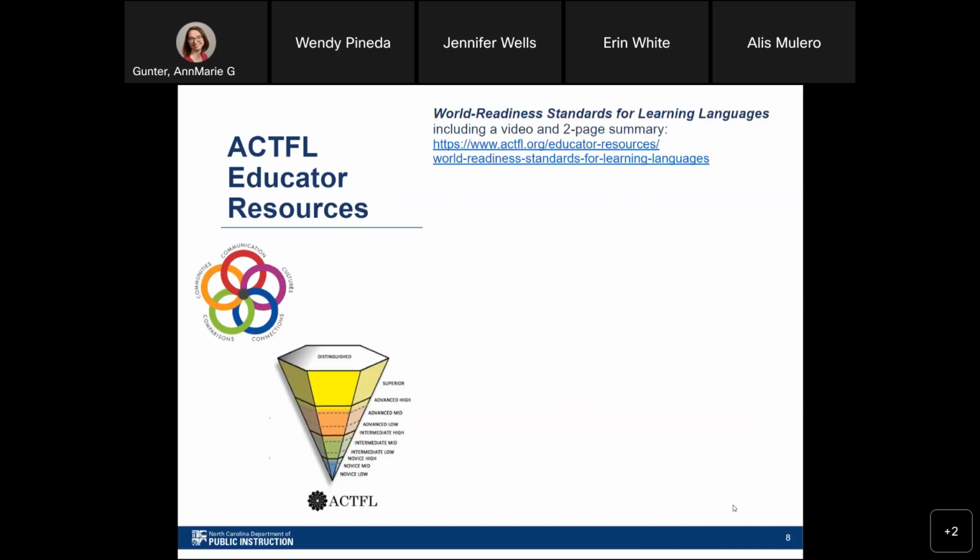So a couple things. The first one is the World Readiness Standards for Learning Languages, which is just an overview of those 5 Cs. There's a 2-page summary, as well as a short video about the 5 Cs and what we mean by those 5 Cs and how they work to build language skills. I'll put that in the chat as well. So that's a good resource to have for yourself or to share with others.